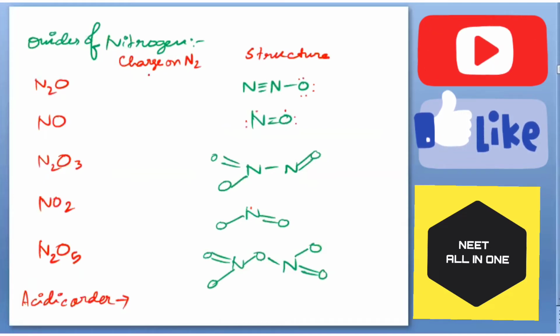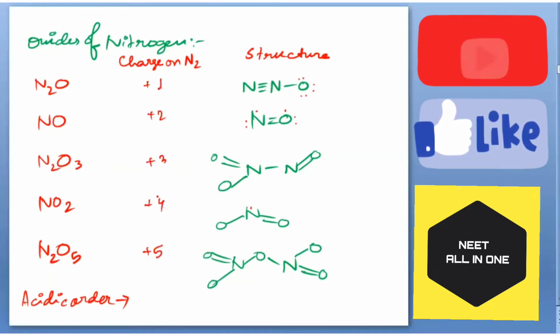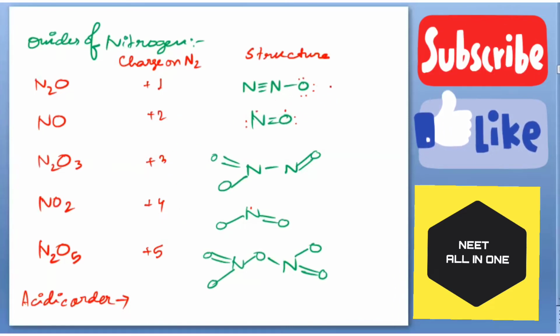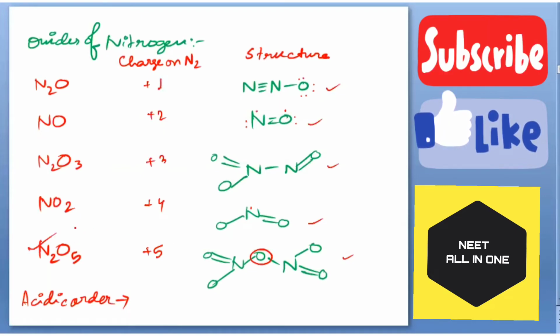Next is oxides of nitrogen, that is N2O, with the charge on N being +1, +2, +3, +4, and +5. So if you just remember their order like this, that is N2O, NO, N2O3, NO2, N2O5, you don't have to remember the charge. It will just be 1, 2, 3, 4, 5 in order. Their structures are also drawn here. Now, in case of N2O5, there is a bridging oxygen. So the question comes, in which of the oxides of nitrogen is bridging oxygen present? That will be N2O5.